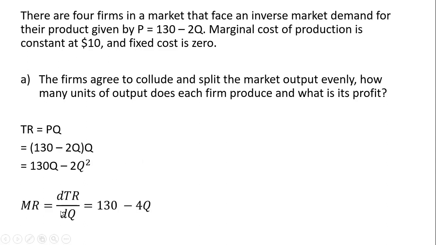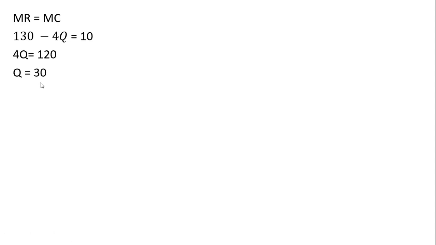We're going to get marginal revenue, which is the derivative of total revenue with respect to quantity. So the derivative of 130Q is 130, and the derivative of minus 2Q squared is going to be minus 4Q. Next thing we do is we set marginal revenue equal to marginal cost, and we're going to simplify this equation for Q. So 4Q equals 120, Q equals 30. So that's the total market output with these four firms, 30 units.